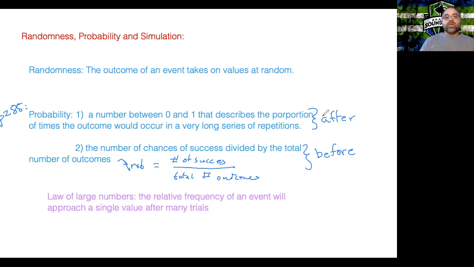So the things that we want to pay careful attention to is that when we talk about probability, which definition are we using? Okay, because this first definition is basically relative frequency, right? That's what this is.